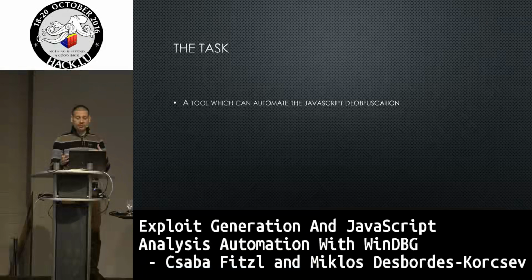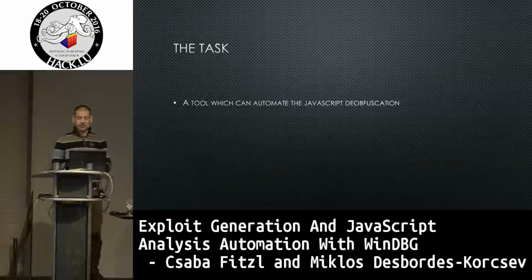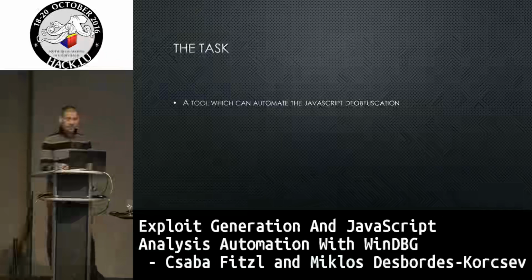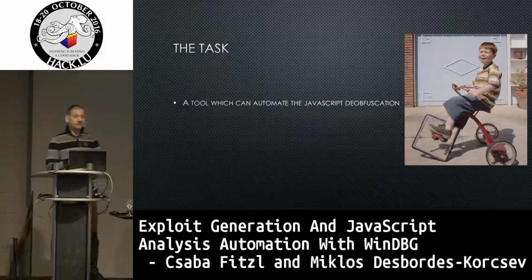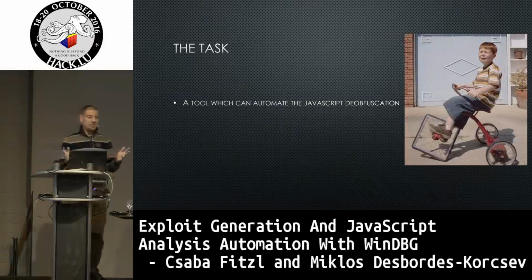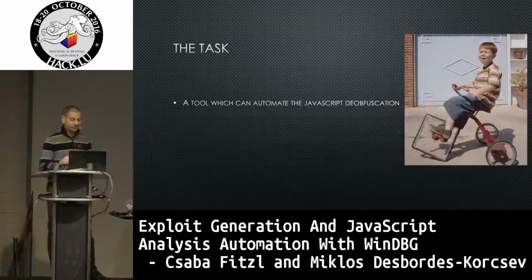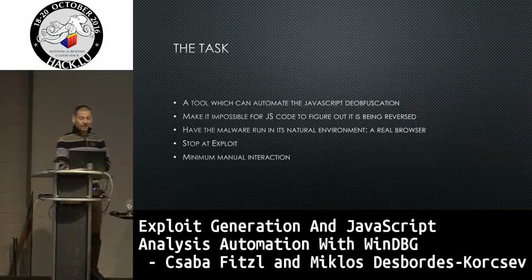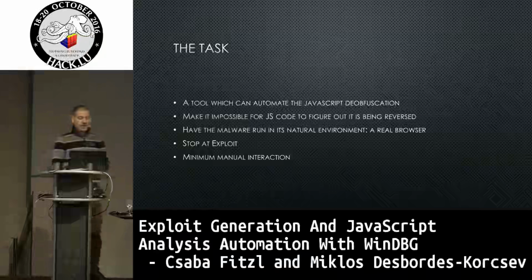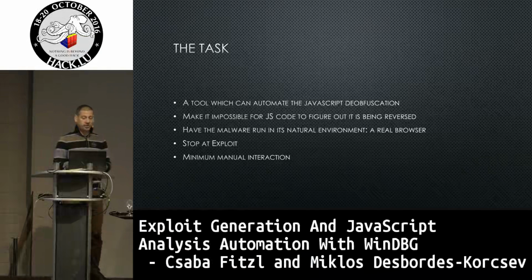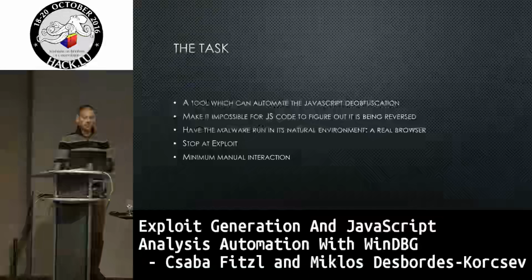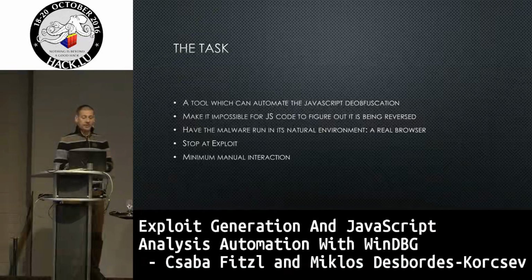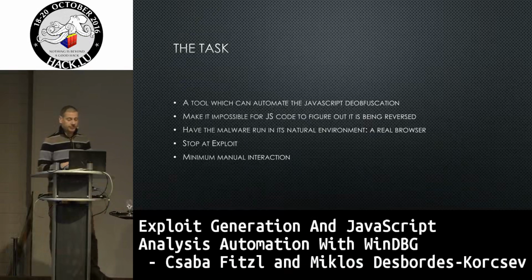But we wanted to come up with a simple yet effective solution that solves the issue of reversing natively. So are we going to reinvent the wheel here? Well, maybe, but our wheel is going to be a bit different. We want to make it impossible for the JavaScript code, the malicious code, to ever figure out that it's being debugged or reversed.